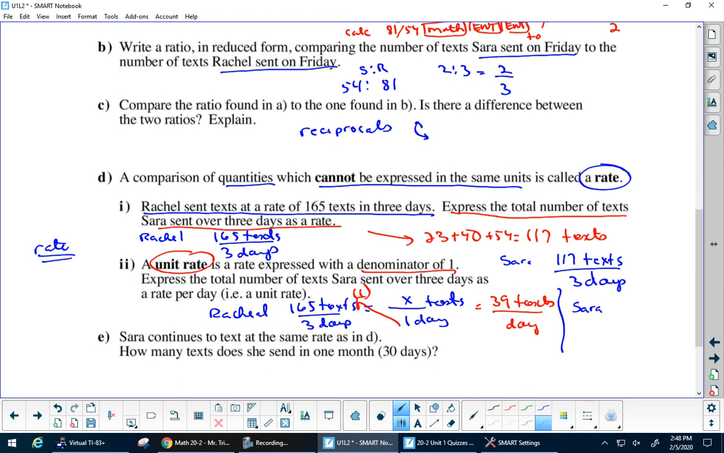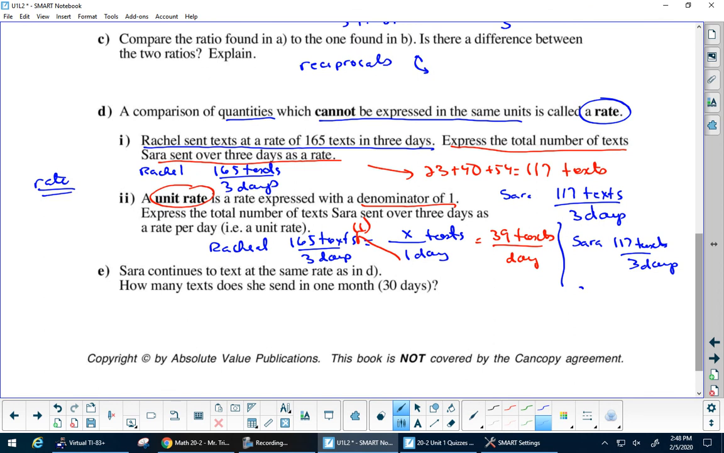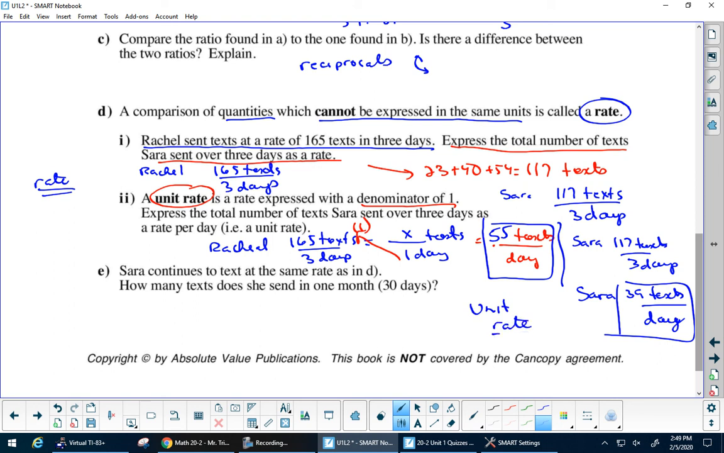Okay, so for Sarah, she does 117 texts in 3 days. So what would her unit rate be? So Sarah does 39 texts per day. Oh, I see. Okay. Rachel's 55 texts per day. That doesn't make sense. Yeah, 39 didn't make sense for Rachel, did it? So this is called unit rate. The rate for 1 unit, 1 thing, 1 kilometer, 1 second, 1 day.